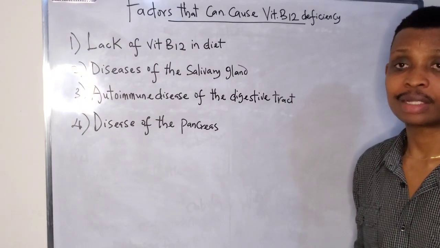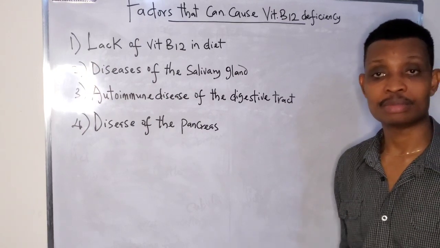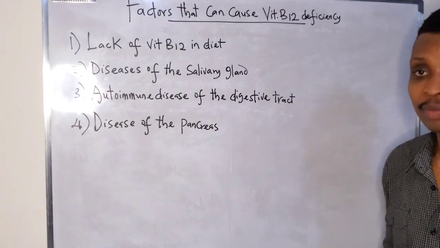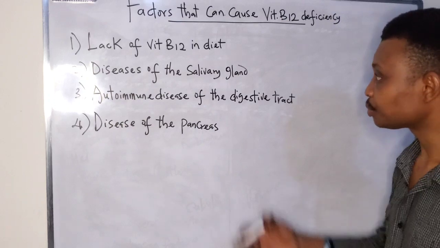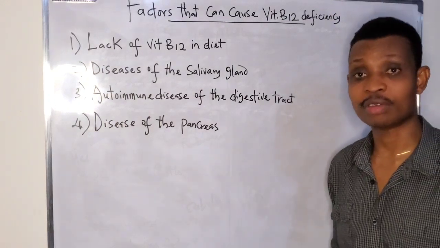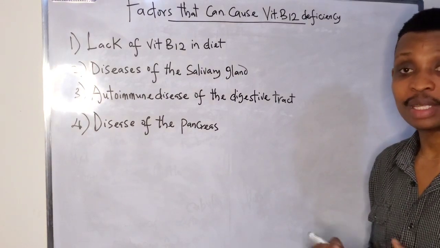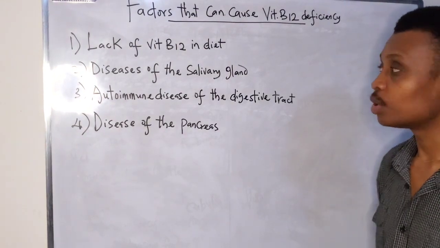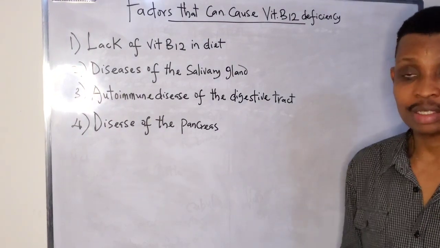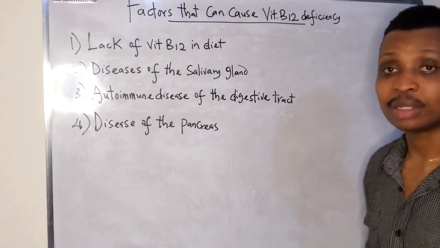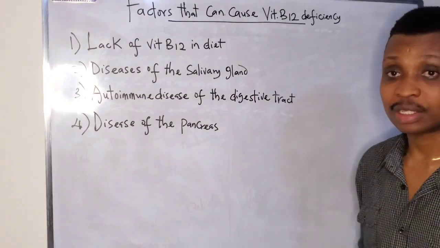Several factors can cause vitamin B12 deficiency. And what are these factors? We have lack of vitamin B12 in diet. Because vitamin B12 is obtained from animal products, strict vegetarians are prone to developing cobalamin deficiency.